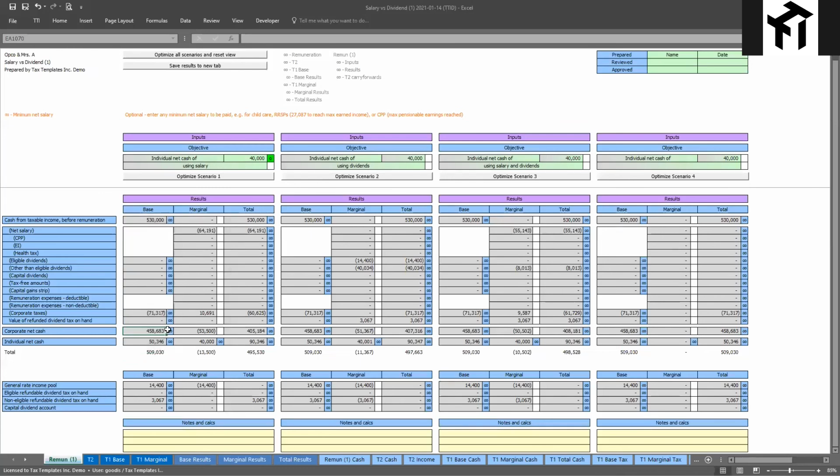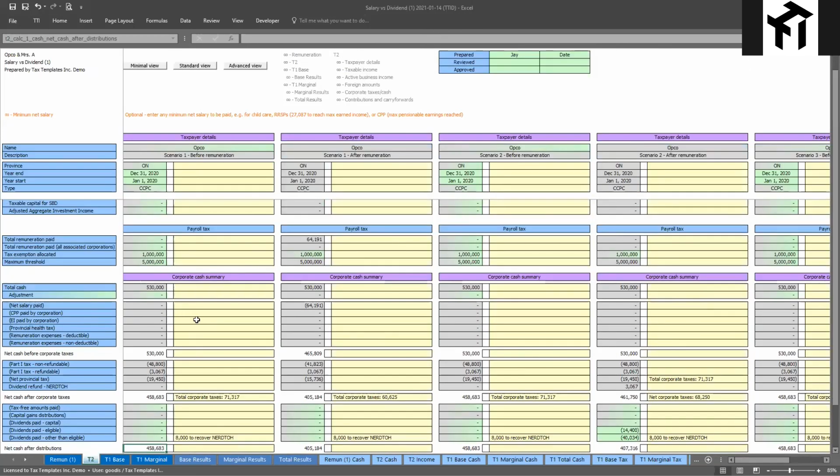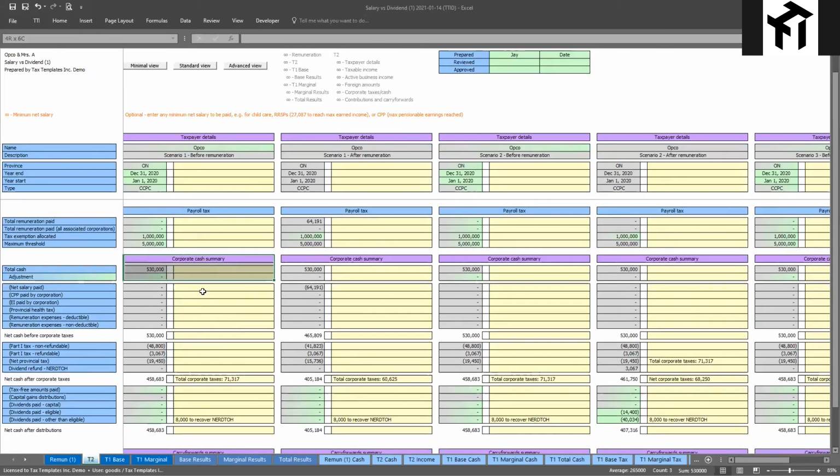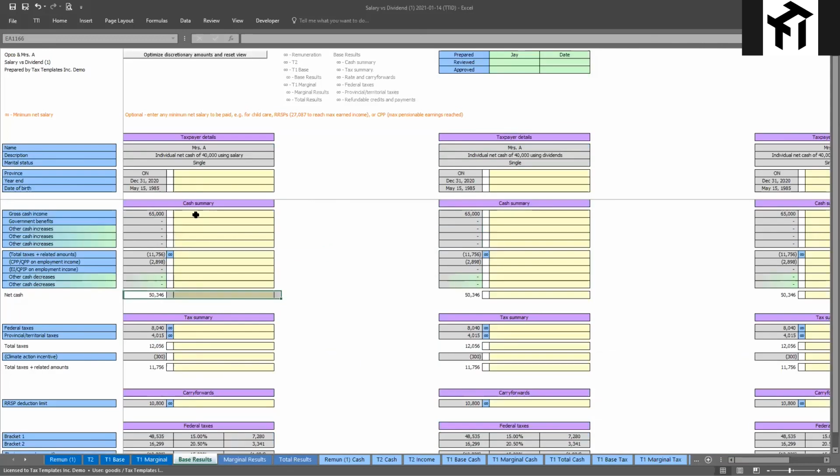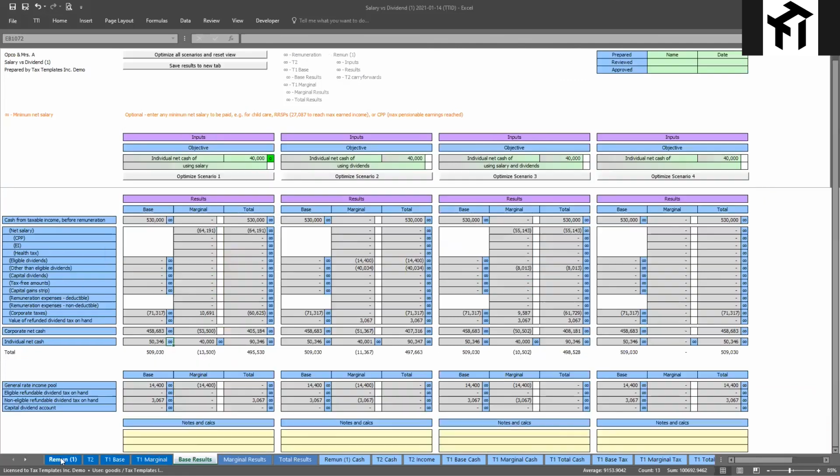And for the corporate cash, you'll see 458,683. And if you're curious, well, where is that corporate cash coming from? Well, I can just go ahead and click the link, and this will take me to the T2 tab where you'll be able to see how the corporate cash is calculated. Similarly, with the T1, you'll see that we have individual net cash of 50,346. I can go ahead, click the link, and you'll be able to see on the base results tab how that's being calculated. So right now our client has $50,346 in cash before we've done any type of remuneration.